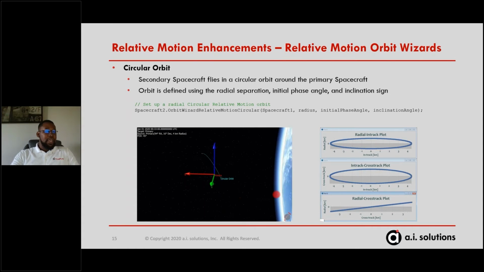And if you were to plot this out, looking at the radial versus NTrack, and then the NTrack versus cross-track plots, we can see that this is setting up a simple circular orbit that is following around our primary. And of course, with the radial versus cross-track plot, we can see the inclination that's being applied, where it's going above and below the XY plane at times during the propagation.